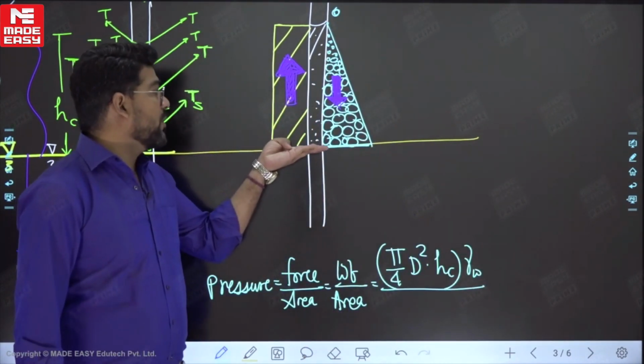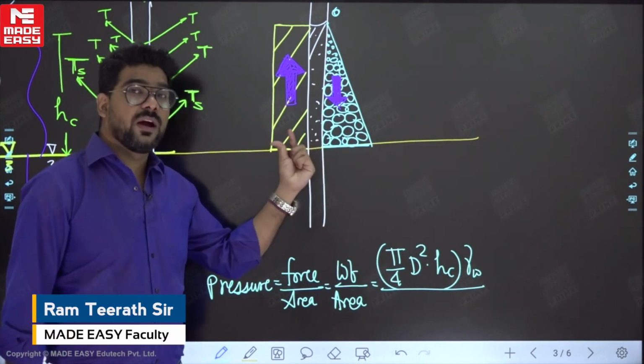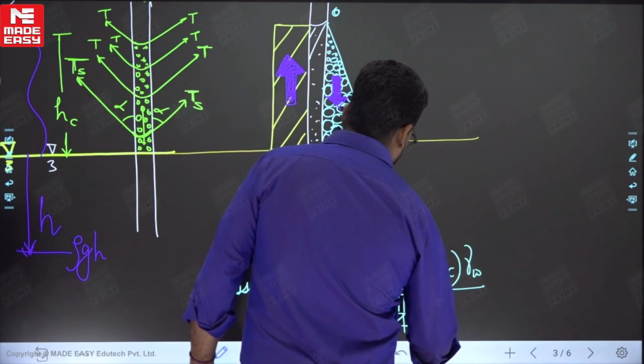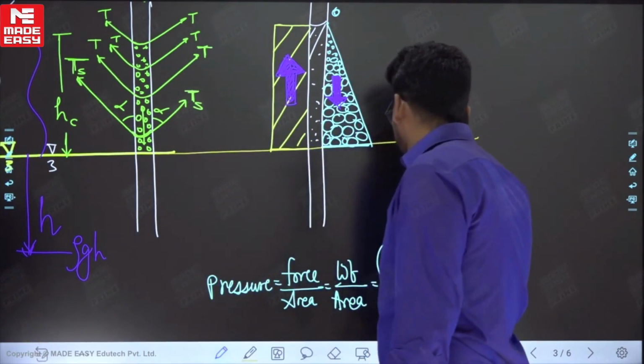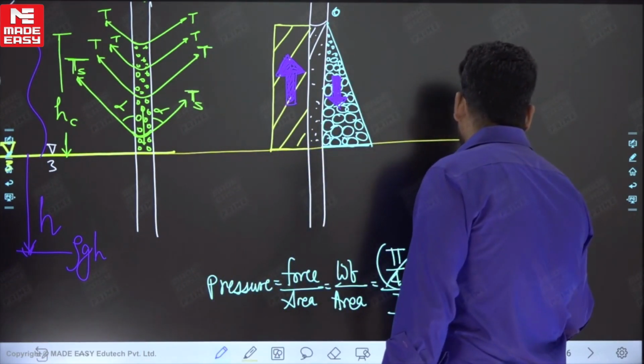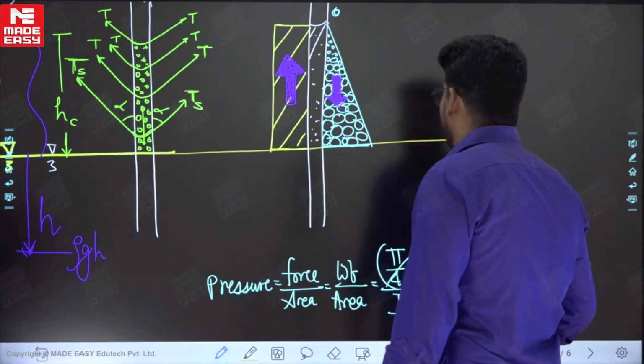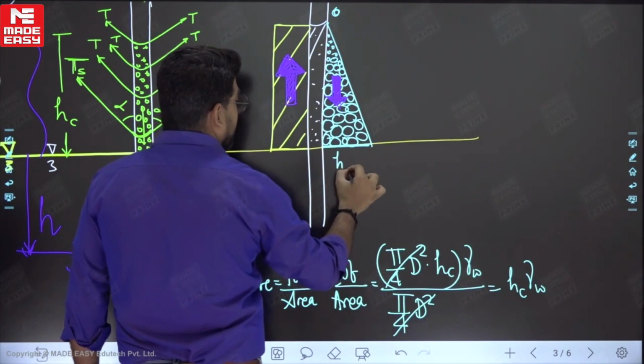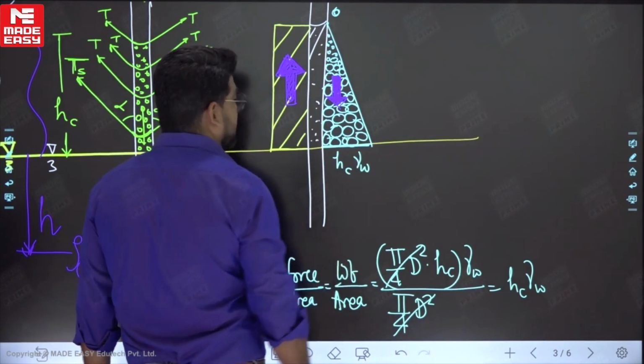So the area over which this weight is acting is the area of this capillary tube. So we can say this is what? Pi by 4 d square. Pi by 4 d square to pi by 4 d square cancel out, and this will be HC gamma W. So here we can say that weight of water over here is 0, and here this pressure is equivalent to what? HC gamma W.